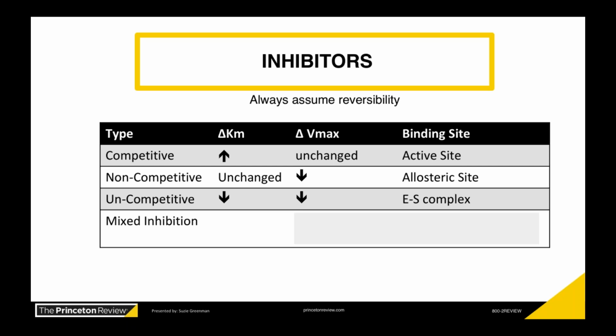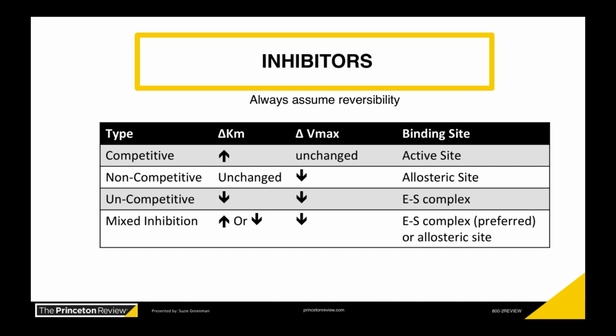The binding site for a mixed inhibitor: it prefers the enzyme-substrate complex, but it can bind just a standard allosteric site. The only thing that you know for sure about a mixed inhibitor is that it lowers Vmax, which is what makes it different from a competitive inhibitor, okay? It must change the Vmax. But the Km can go up or down.